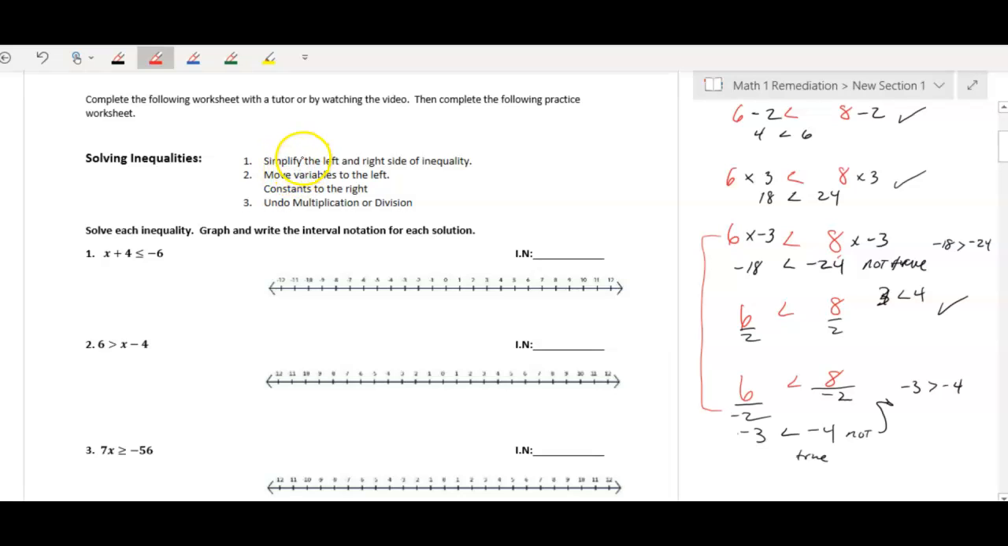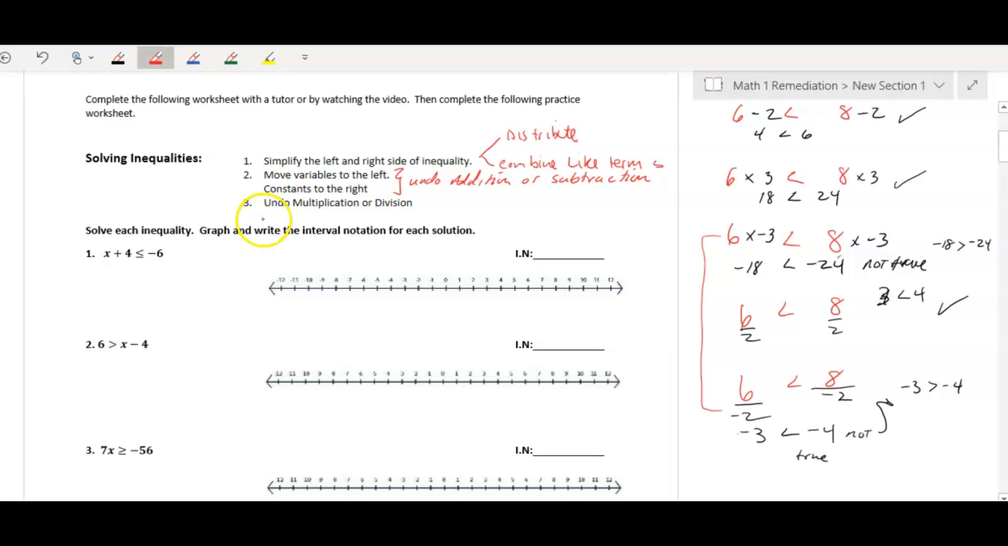Well, just like equations, simplify the left and the right side of the inequality, meaning we distribute and then we combine like terms. Once that is done, we are basically going to move the variables to the left and move the constants to the right by undoing addition or subtraction. Once I undo addition or subtraction, then I undo multiplication.